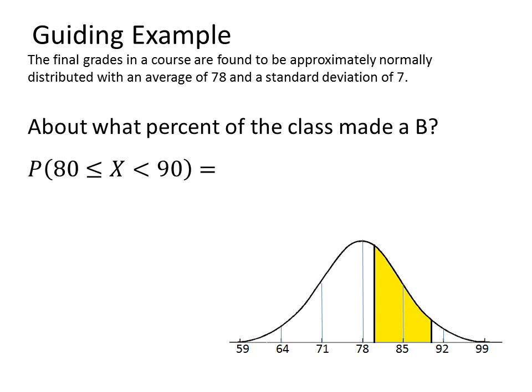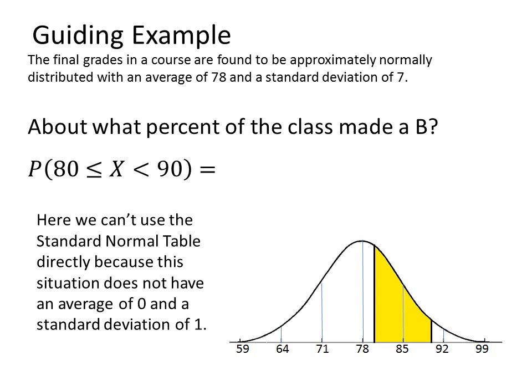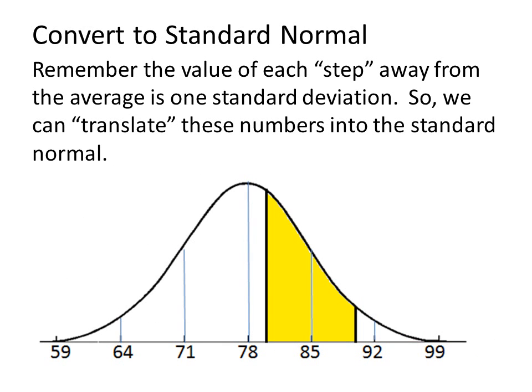normal curve. Now, the problem is we can't use the standard normal distribution table directly because this situation does not have an average of 0 and a standard deviation of 1. However, we can translate this problem into a similar problem that does use the standard normal distribution table. Here is how we do that. Notice in this case, 78, which is in the middle, is the average. Well, on the standard normal, that's just going to be 0. 85 would be 1, 92 would be 2, and so on and so forth.